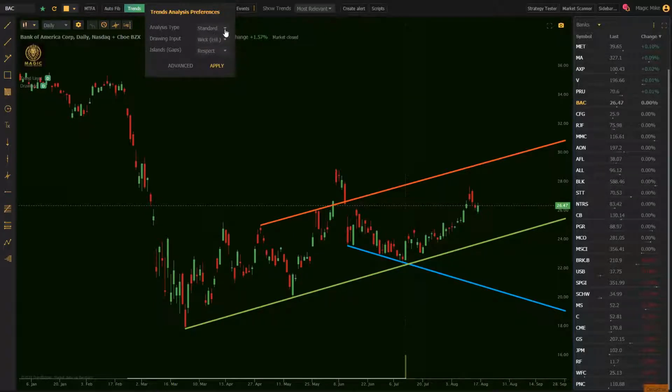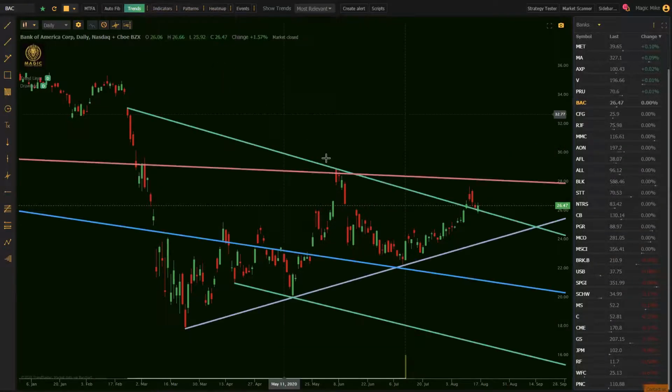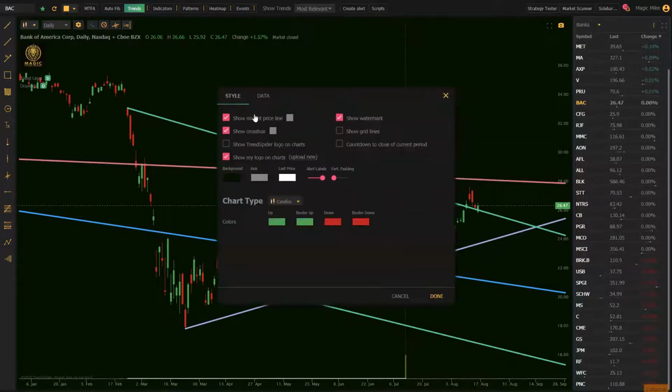I prefer the wicks. You've also got different trend line examples. I use standard. You can change things to enhance, and it's going to add extra trend lines in there. This may be more prominent to your style of trading. Now, of course, you can right click, go to settings here, and I believe you can change the style of candles here, actually, or the style of trend lines, the thickness. I'd have to dig into that a little bit more.